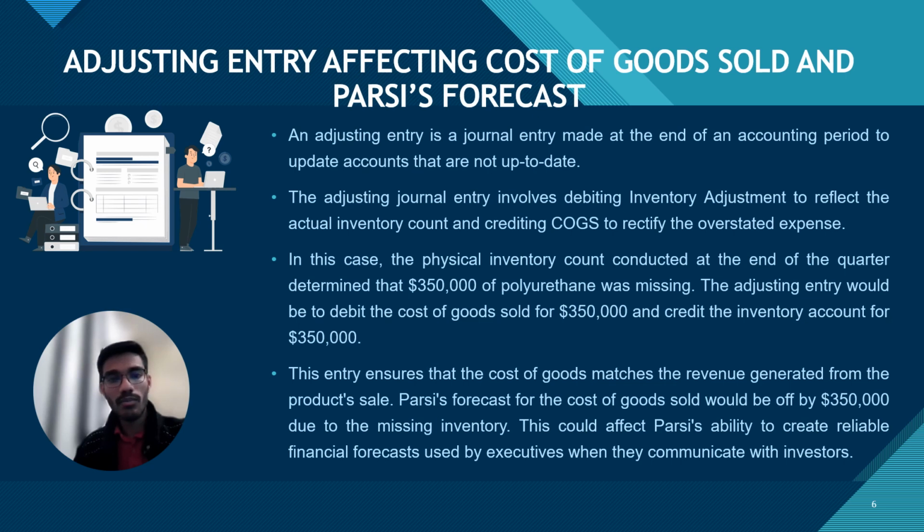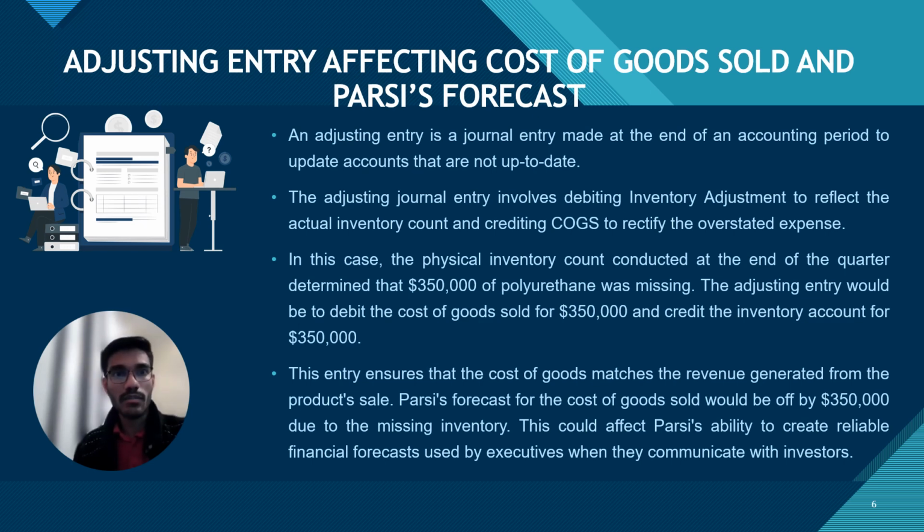The adjusting entry would be to debit the cost of goods sold for $350,000 and credit the inventory account for $350,000. So this entry ensures that the cost of goods matches the revenue generated from the product sale. The Parsis forecast for the cost of goods sold would be off by $350,000 due to the missing inventory.